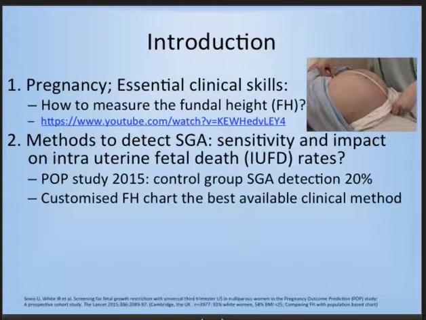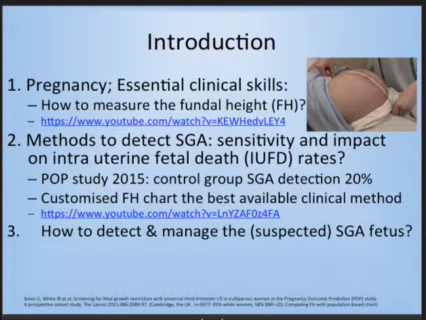So that means still today, the customized fundal height chart is the best clinical available method. Whilst not perfect, that has to be acknowledged. This is the link for this second video. And in the third lecture we discussed how to detect and manage the suspected SGA fetus. We discussed in detail our GROW guideline, and here you see the link.